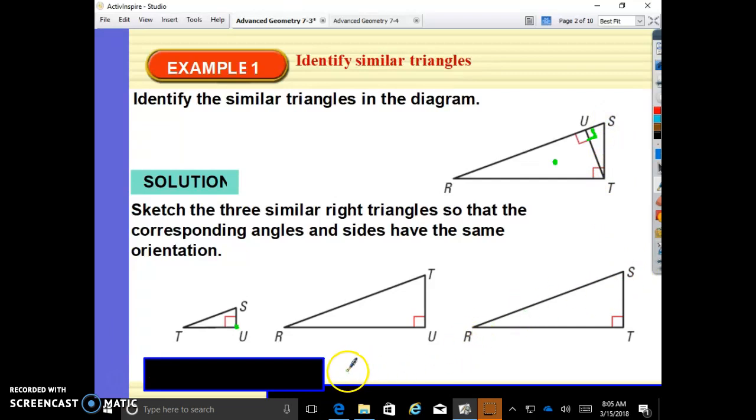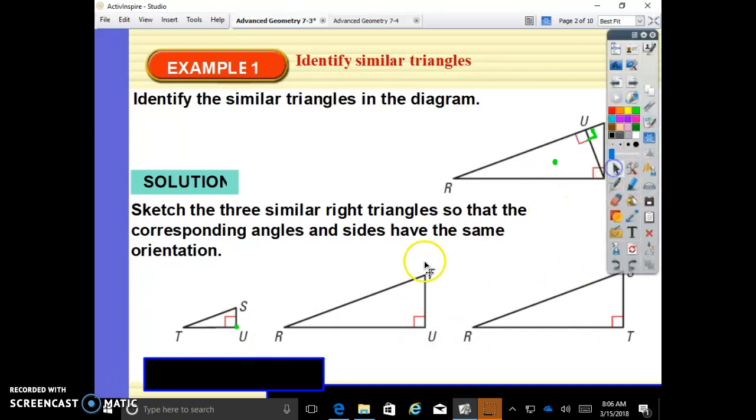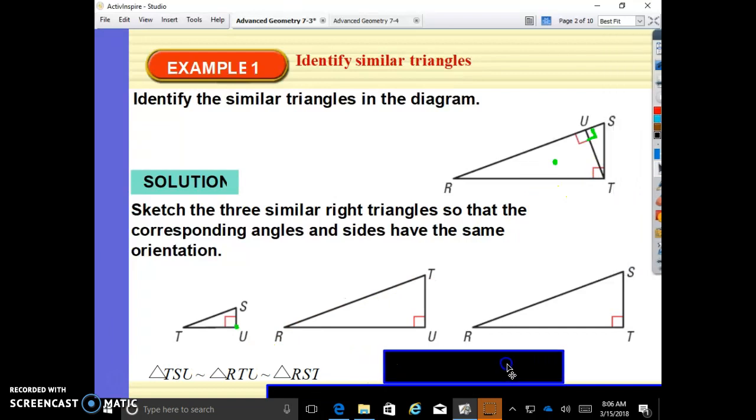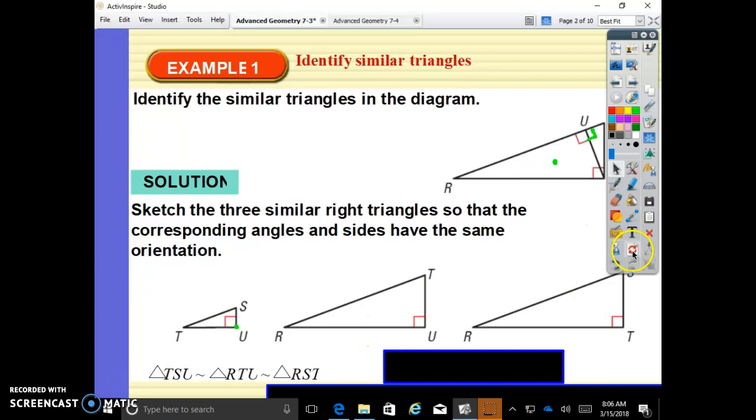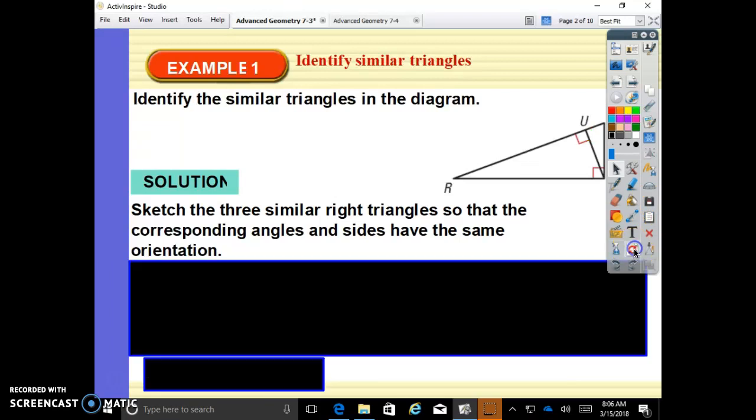Once you have them drawn in corresponding positions, you can write their similarity statement. So triangle STU is similar to triangle TRU, which is similar to triangle SRT. They went with TSU, RTU, RST, just as long as you do it in the same order on all three. It doesn't matter where you start, just as long as you continue the pattern.